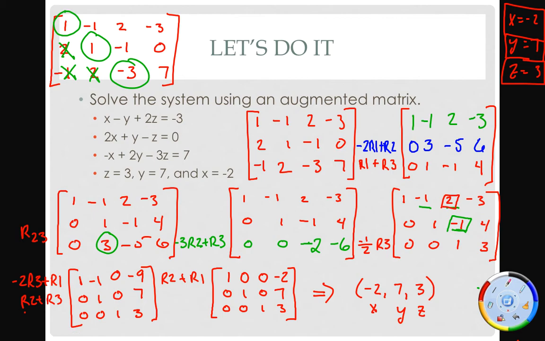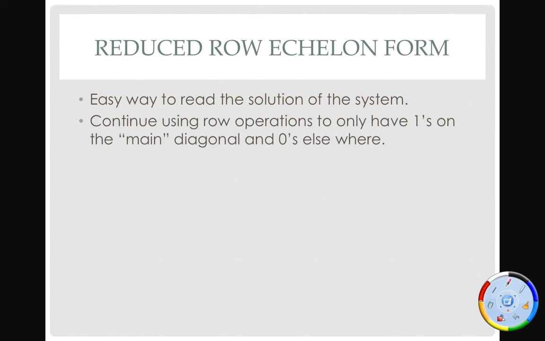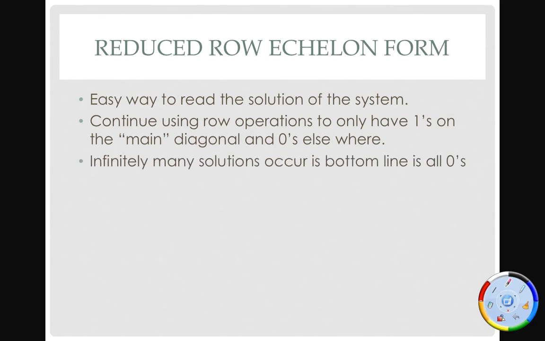Is this going to take you a long time to do? Probably the first couple times. But it's something we have to do in order to really understand what we're doing here. All right, so I talked about reduced row echelon form. It's an easy way to read the solution. That's what I just did. I got the 1s across the main diagonal with 0s everywhere else. If you were to get 0s across the bottom line, that would mean there are infinitely many solutions.